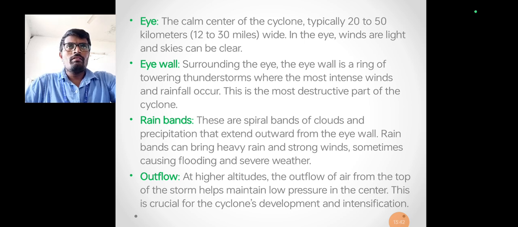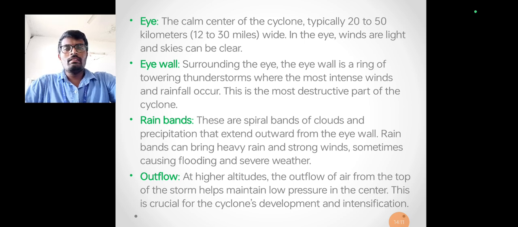The diameter of the cyclone is between some kilometers, and it tends to produce rainfall. Now coming to the third part, that is rain bands. These are spiral bands of clouds and precipitation that extend outward from the eye wall. These rain bands can bring heavy rains and strong winds. Sometimes they cause floods and severe weather.